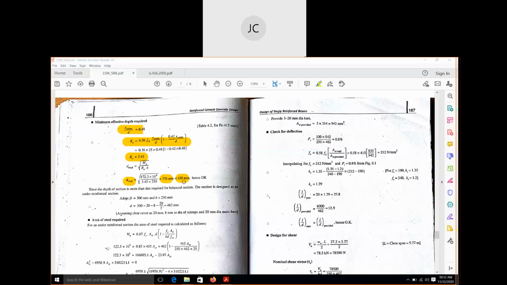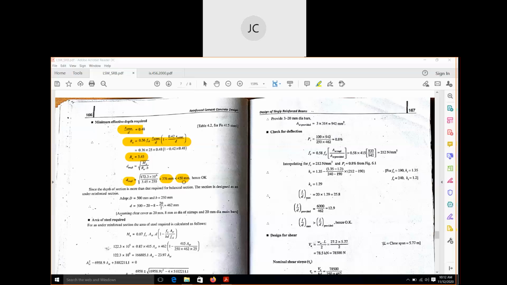Okay, so I will tell you that our assumption was correct, because our required value was 376, but we have assumed 450, which is more than the required value. That means our assumption was correct. In some problems, after solving the numerical, you can see that the required value is more than the assumed value. In that case, we have to change the assumption, change the first step, and then proceed again to this step.